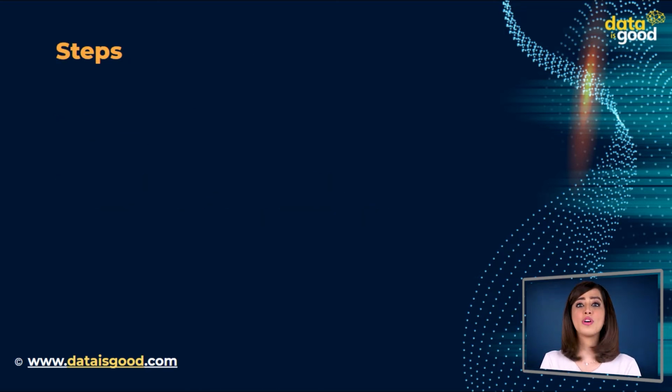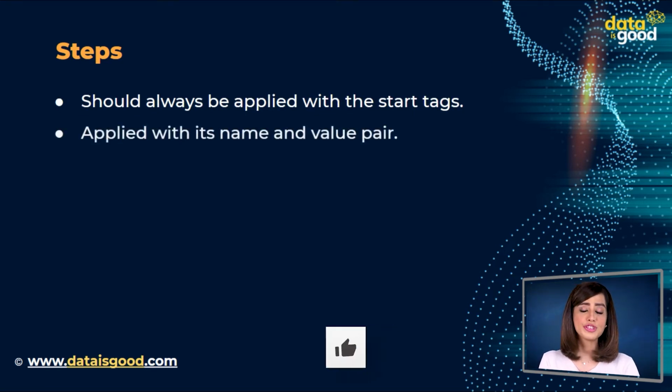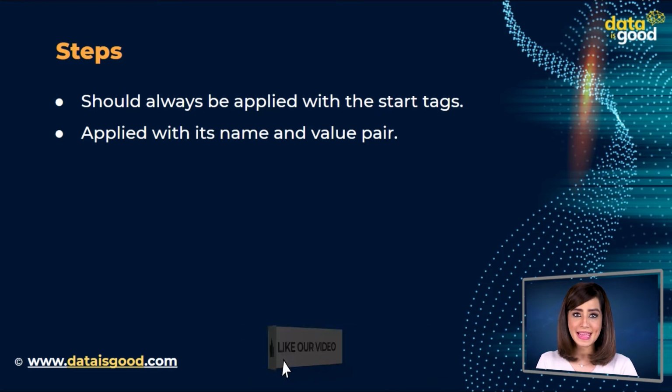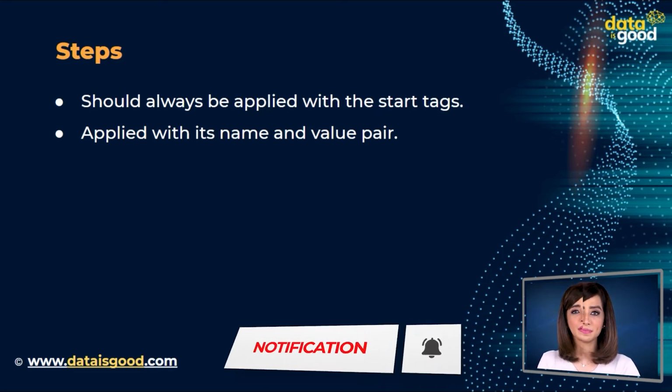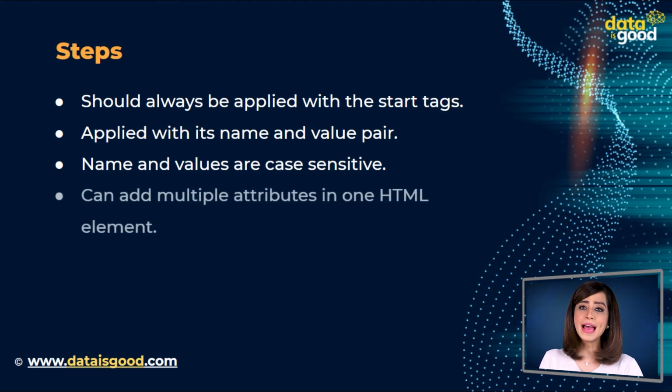We must follow a few rules while applying attributes. Attributes should always be applied with the start tags. The attribute should always be applied with its name and value pair. The attribute's name and values are case sensitive, and it is recommended by W3C that they should be written in lowercase only. We can add multiple attributes in one HTML element, but need to give space between two attributes.